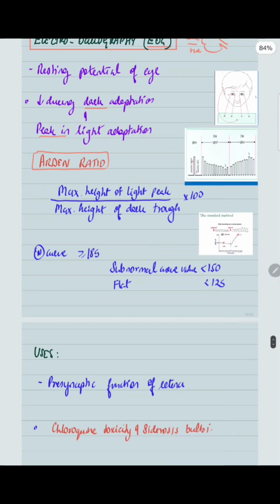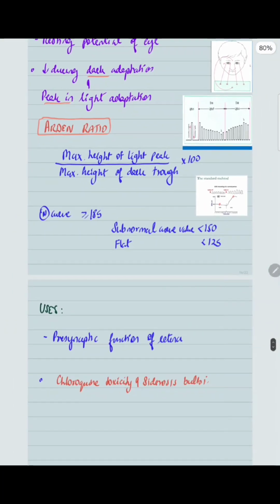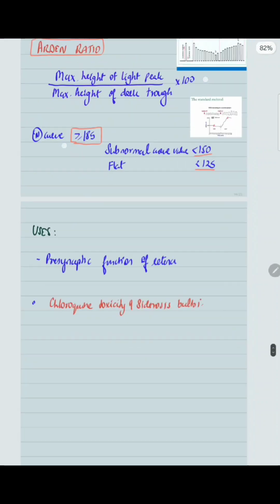This ratio, in normal curves, is more than 185. This you should remember, more than 185. Subnormal curves are when the ratio is less than 150, and flat curves are when the ratio is less than 125.